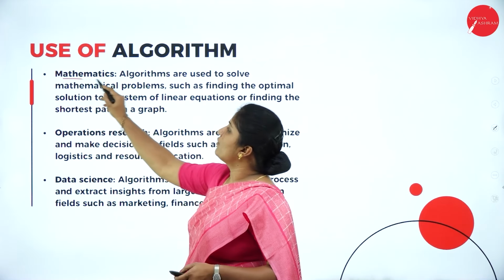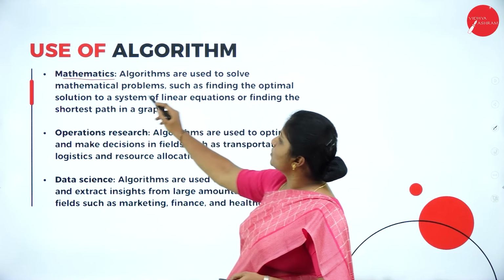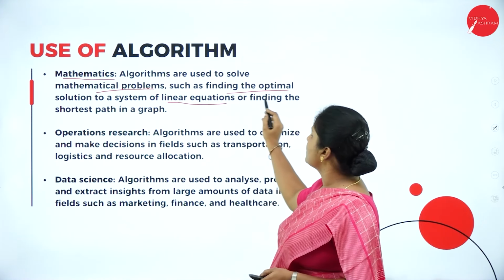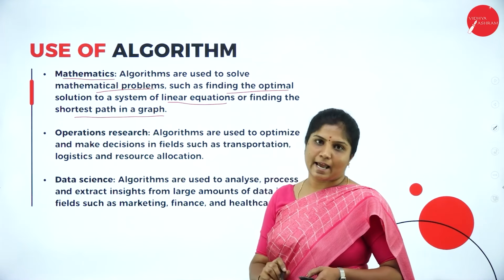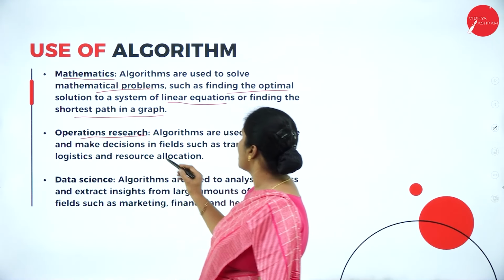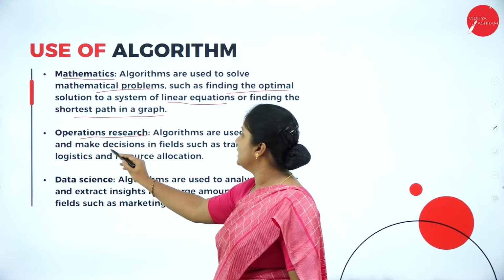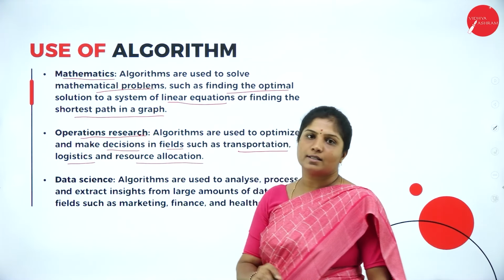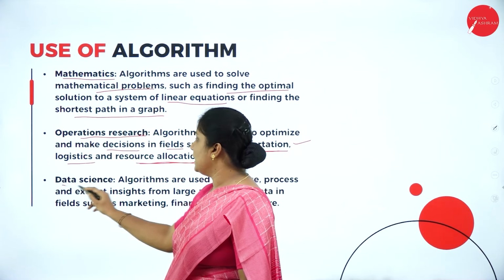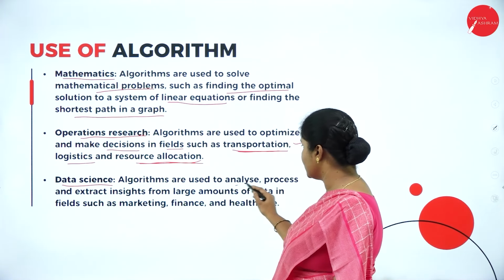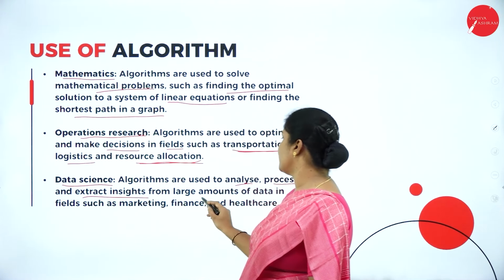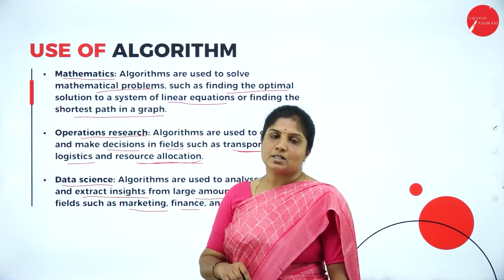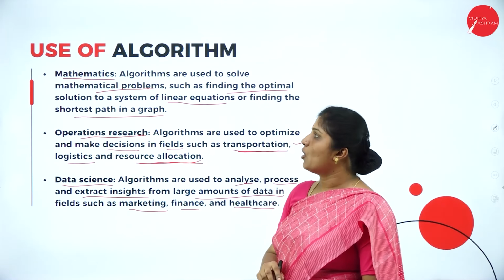Next comes the field of mathematics. It is used to solve mathematical problems like finding the optimal solution for a system of linear equations, or the shortest path in a graph. Next is operations research. Algorithms are used to optimize and make decisions in fields such as transportation, logistics, and resource allocation. Next, data science. Algorithms are used to analyze, process, and extract insights from large amounts of data in fields such as marketing, finance, and healthcare. So in these fields, we are using algorithms.